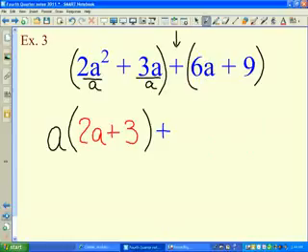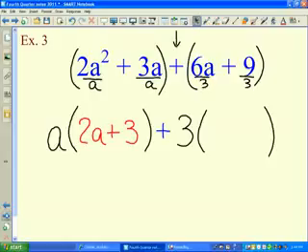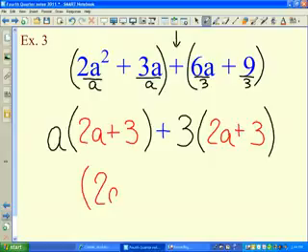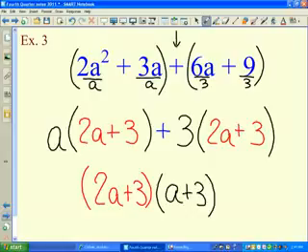And my greatest common factor for 6a plus 9 is 3. That means I'm dividing everything by 3. So 6a divided by 3 is 2a. Bring down my plus sign. 9 divided by 3 is 3. So what do you notice? My parentheses are exactly the same, so my greatest common factor is 2a plus 3. And what's left over is going into the other parenthesis, which is a plus 3.